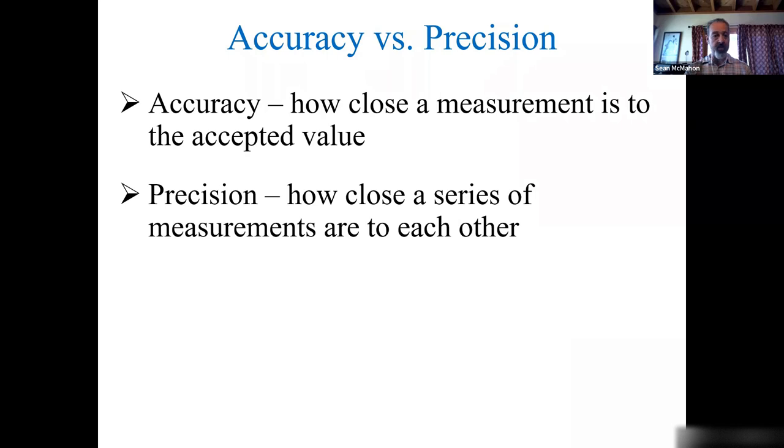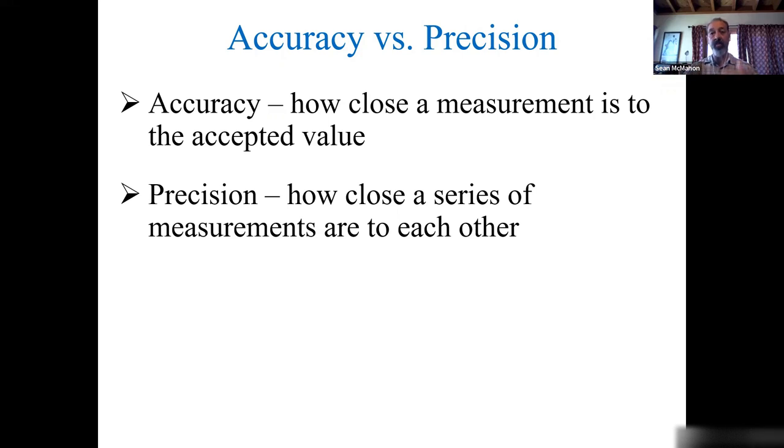Now, when we're taking measurements, there's 2 terms you have to be comfortable with. 1, accuracy. 2, precision. So the accuracy is how close you are to the true value. You know, did you hit the nail on the head? Did you get it right? Precision is basically more geared towards your technique. Are you consistent? So are all your measurements close to one another because you have a consistent technique?